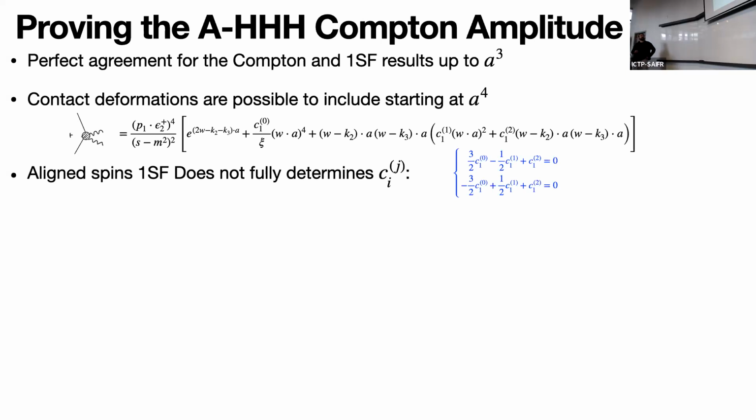So in particular, you're going to start introducing contact operators in this amplitude at 4th order in the spin. And in particular, at 4th order, you can have 3 operators. And the matching to the self-force computation can give you only 2 relations to solve for these 3 coefficients. So this aligned spin scenario cannot tell you fully what is the quantum amplitude for that spin.